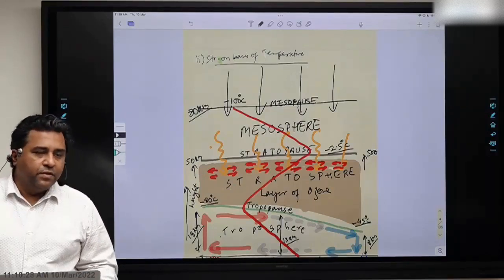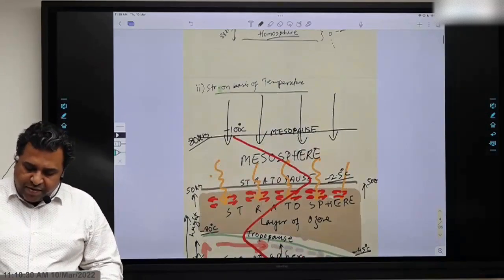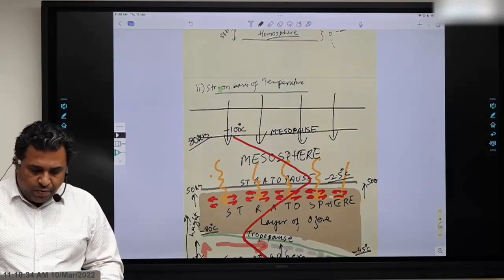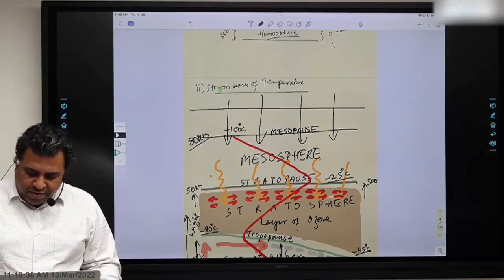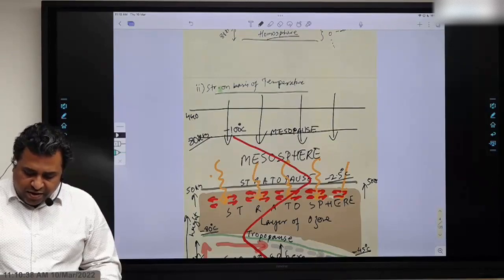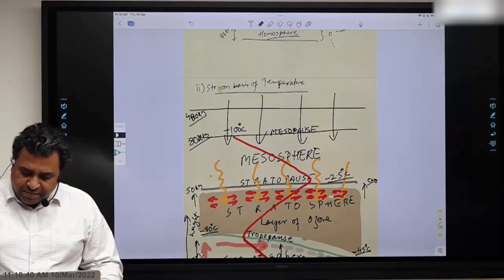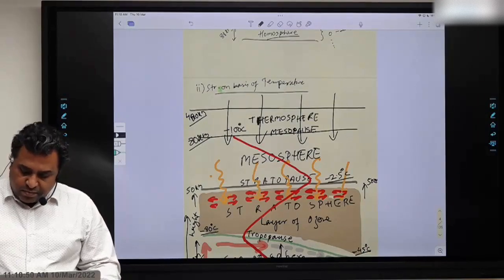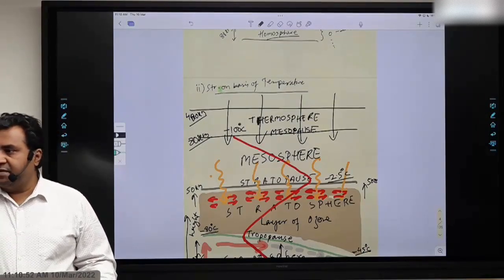All right, clear? Now what do we have above the mesosphere? When you go above the mesosphere, you come up to a height of 400 kilometers. You have the region known as the thermosphere. The thermosphere region is there.